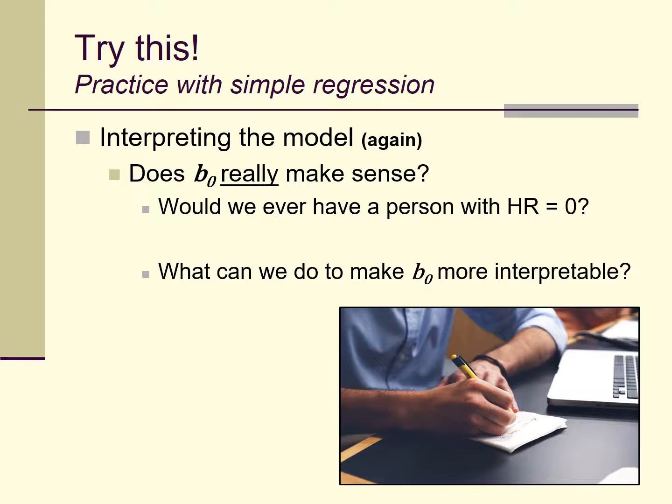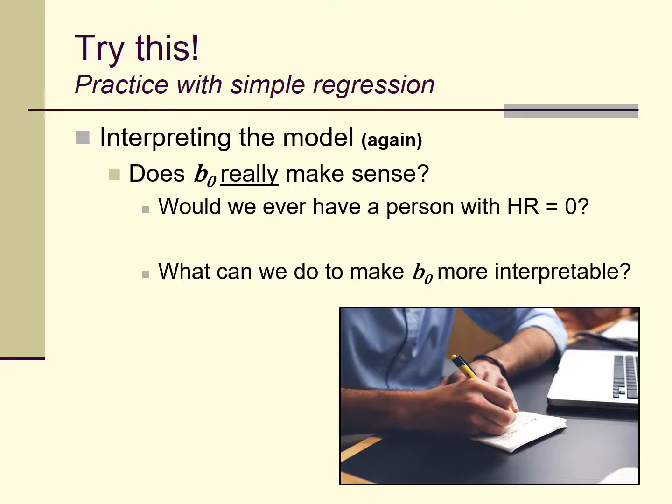What I mean is, normally we think of the intercept as being the value on the outcome variable that the model predicts when the value on the predictor variable is 0. In this case, our predictor variable is heart rate. Does it really make sense to try to predict the value of stress someone has if their heart rate is 0? Would we ever have someone in a study who has a heart rate of 0? Or would we ever wonder about the anxiety for someone who has a heart rate of 0? Probably not.